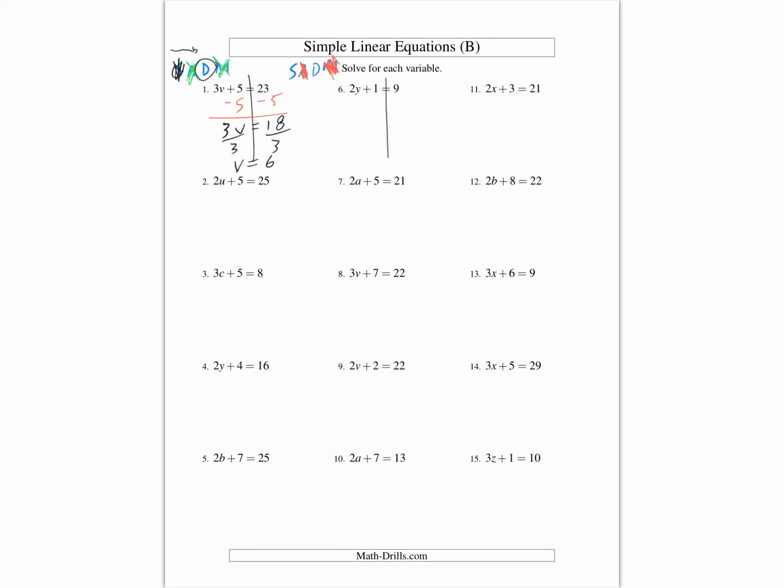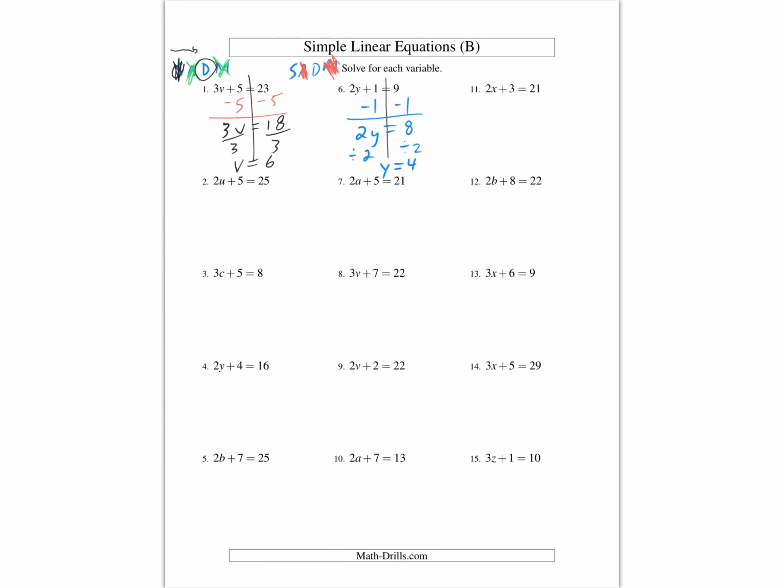So I'm going to subtract 1 from both sides. I get 2y equals 9 minus 1 is 8. Now I'm going to divide both sides by 2. Y equals 4. Makes sense, right? 2 times 4. Remember, this is 2 times y, even though there's no multiplication symbol. That's what it means. 2 times y. 2 times 4 is 8. 8 plus 1 is 9. Boom. We're good to go.